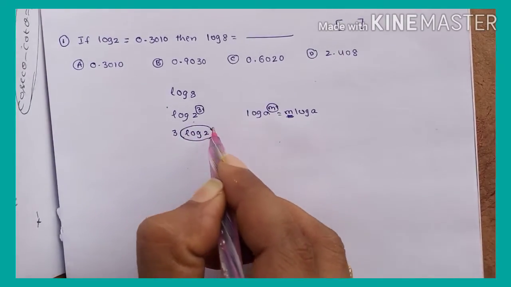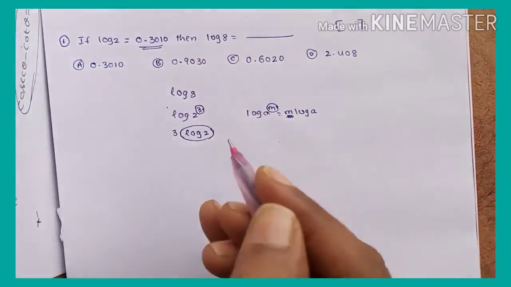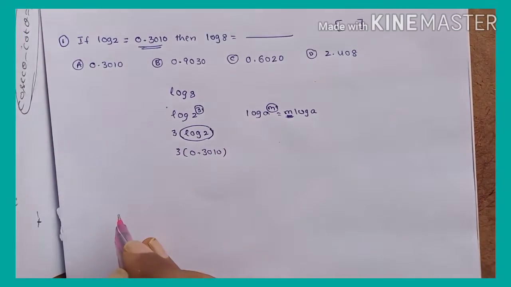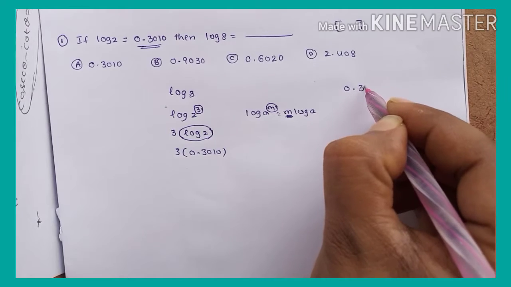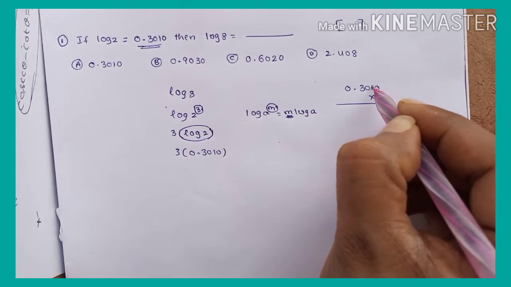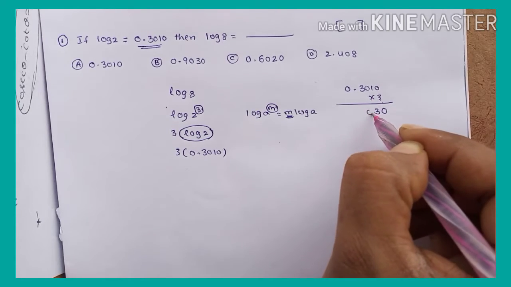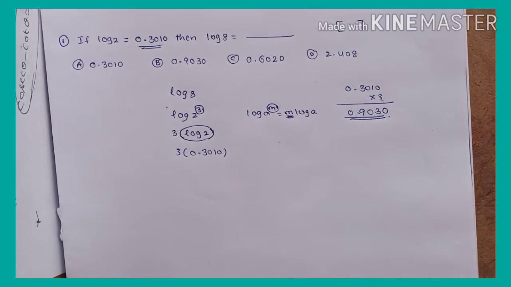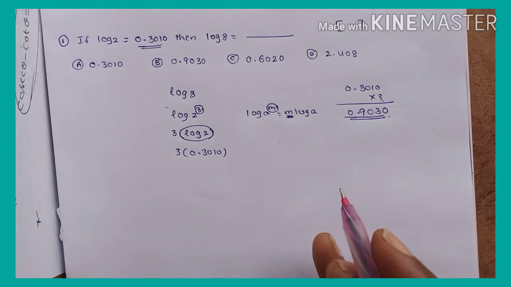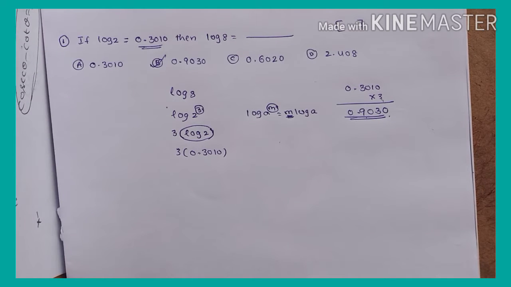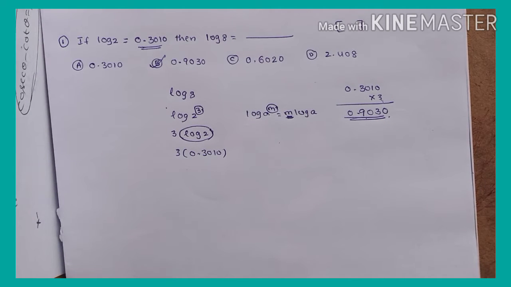What is the given value of log 2? 0.3010. Multiply the value 0.3010 with 3. 3 ones are 3, 0, 3 threes are 9, 0. So the value is 0.9030. So option B is correct. Okay, next bit.